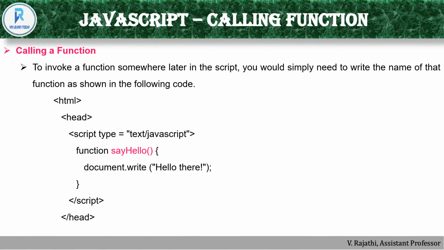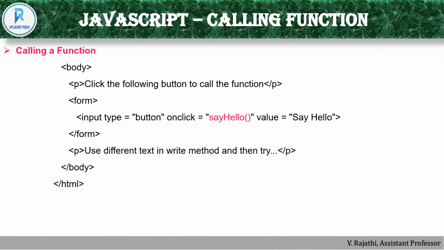Next is calling a function. To invoke a function somewhere later in a script, you would simply need to write the name of that function as shown in the following code. This is the way we invoke the function. So function sayHello, and then you can give the code. This is the way, actually, the input button onclick event calls sayHello. If you are calling sayHello, it will call that function.